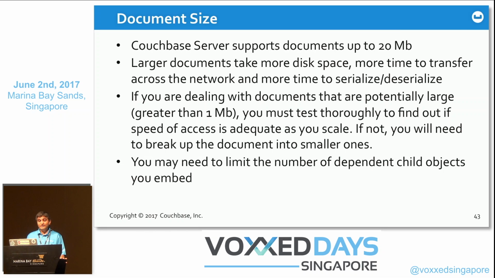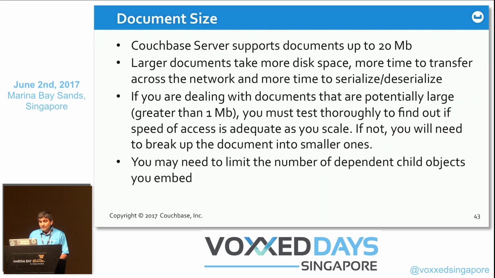So if you're dealing with documents that are potentially large, you definitely have to test thoroughly for the speed of access. It of course depends on the speed between two Couchbase Server nodes. Typically it's a 10 gig line, that's what we recommend. People can have 40 gig lines, or 100 gig lines if you have money, right? On a 10 gig line you do not want a document as large as 1 MB going in and out. That's large.